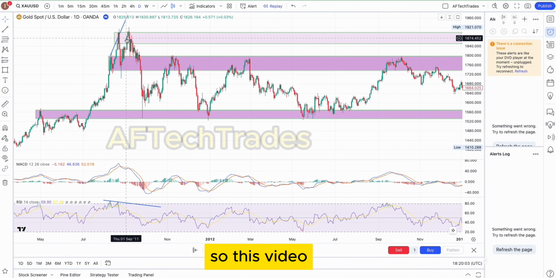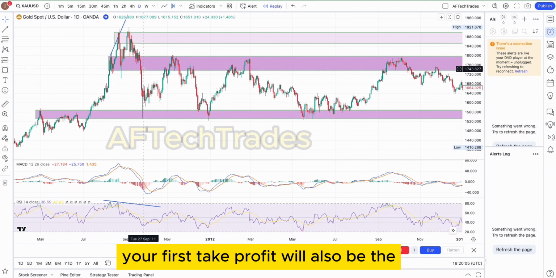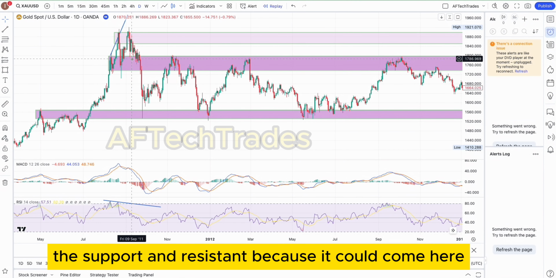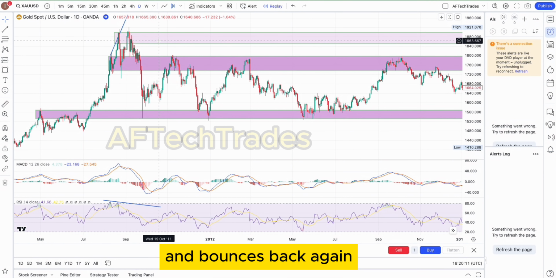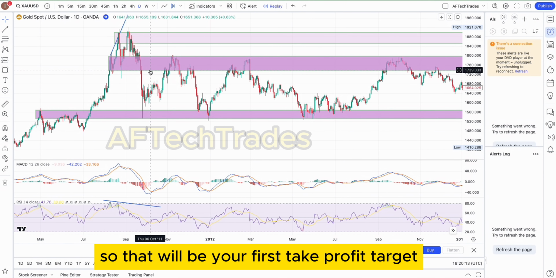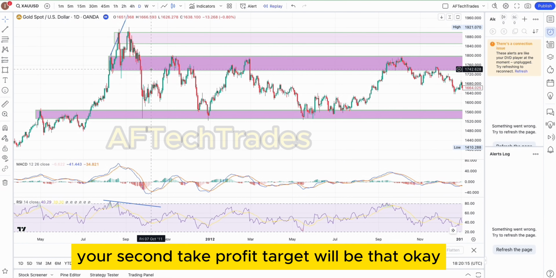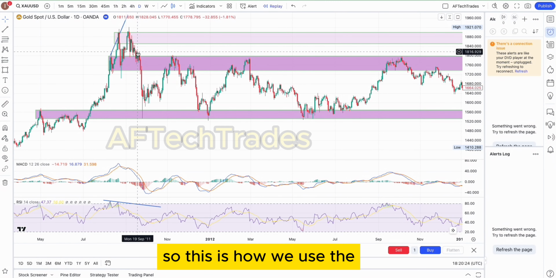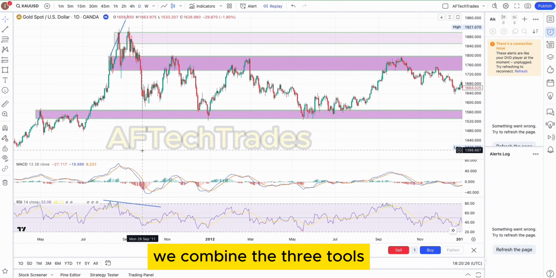So this region, your first take profit will also be the first region here, the support and resistance, because it could come here and bounce back again. So that will be your first take profit target. Your second take profit target will be that, okay, if it breaks this, definitely it's coming down here. Okay, so this is how we combine the three tools.